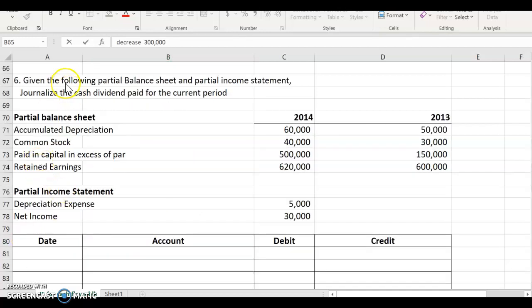Okay, given the following partial balance sheet and partial income statement, journalize the cash dividend paid for the current period. So what we have here is the fact that our retained earnings went from $600,000 to $620,000, and we know that net income should have increased it, and it did by $30,000.